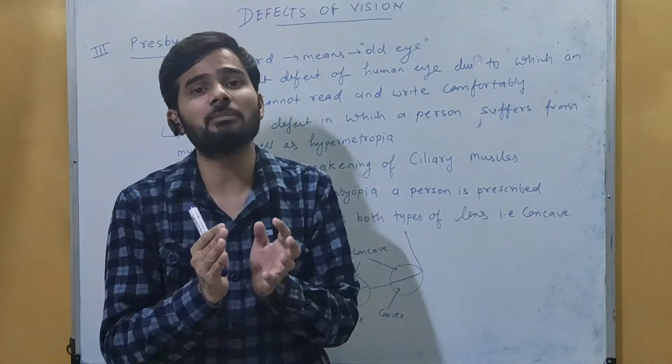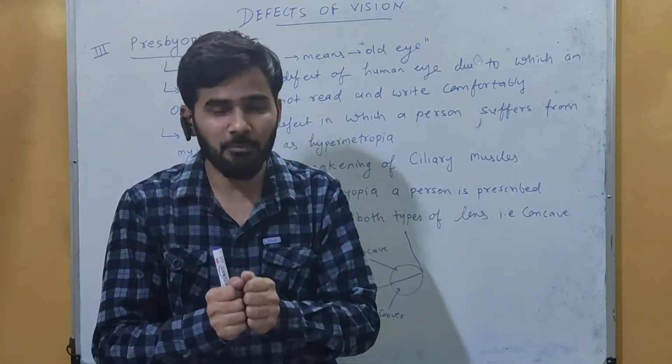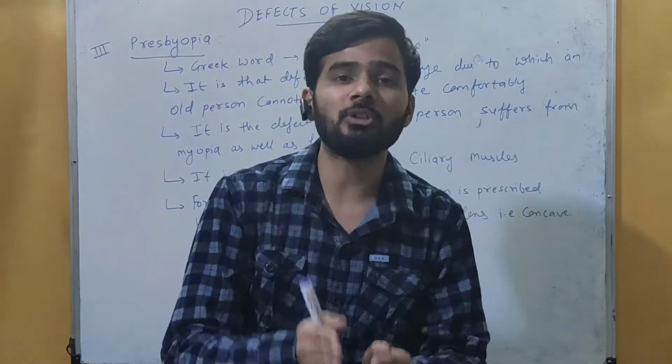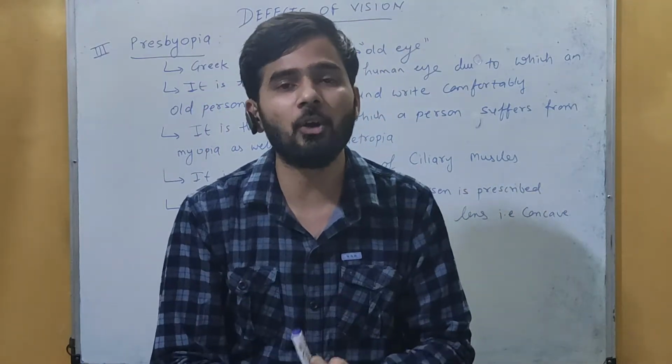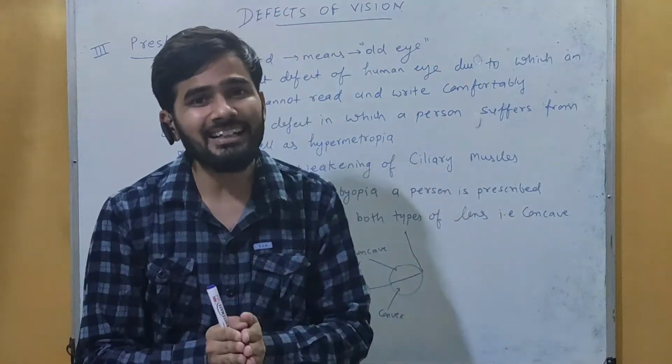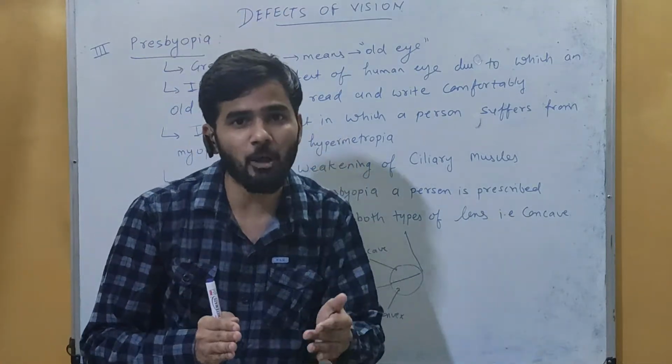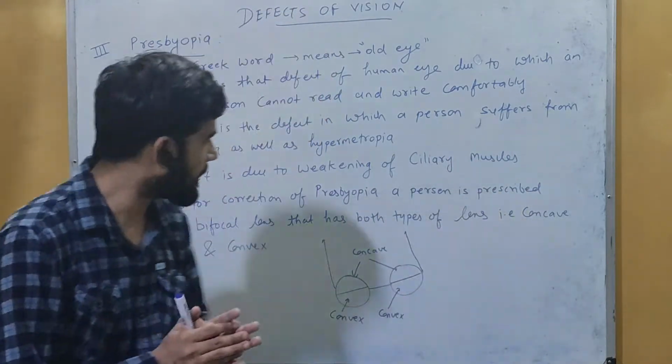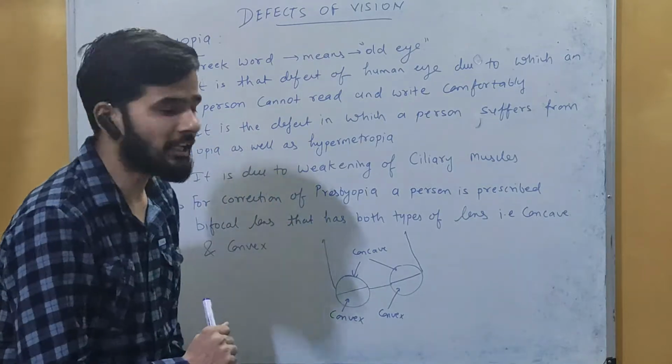But if the ciliary muscles stop working, it means now they remain at a particular fixed position and the focal length also becomes fixed. Now in that case the person cannot see the nearby objects as well as the far off objects. So it is due to the weakening of ciliary muscles.